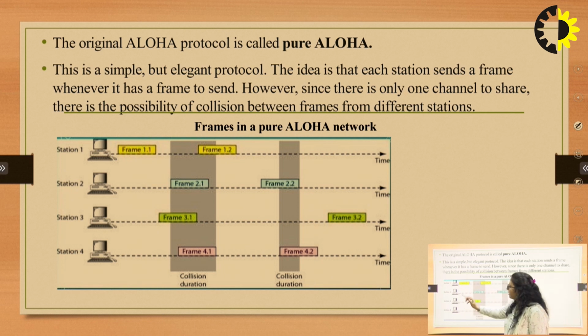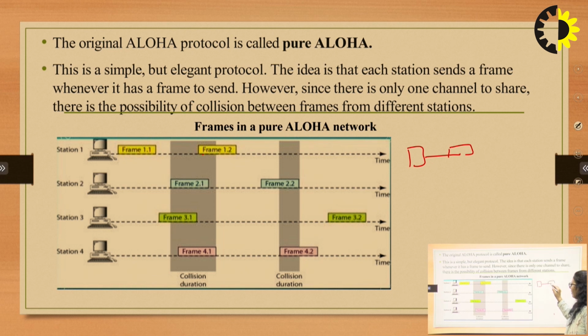Suppose station 1 has a frame, so it sends its frame. Station 2 has a frame after some time, but station 1 is already sending its frame. So here you can say 3 also sends a frame, and 4 also. Here there is a collision, meaning before the data is received, or the complete frame is transmitted at the receiver end, another station sends data. Like if this is the station that has sent data at time t, here is the data, and then at time t another station sends data.